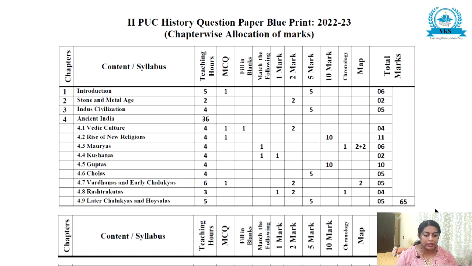Now let us move on to chapter 4.7, Vardhanas and early Chalukyas. From this chapter, one MCQ, one 2-mark question, and one map place can come from Vardhanas and early Chalukyas. So one MCQ and one 2-mark question.